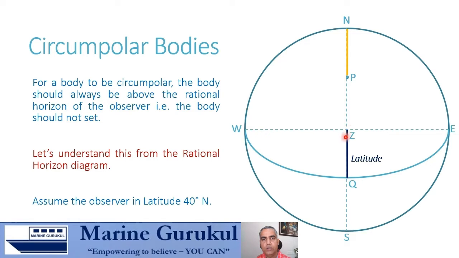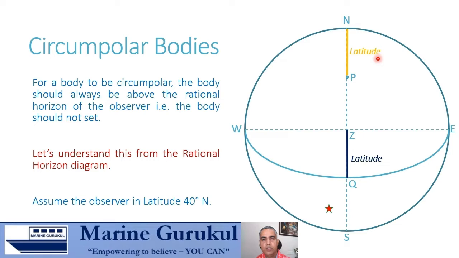So therefore, what is the arc ZQ? It will be exactly the same as arc NP. ZQ was the latitude of the observer, so NP, which is the altitude of the pole or elevation of the pole, will also be equal to the latitude of the observer.